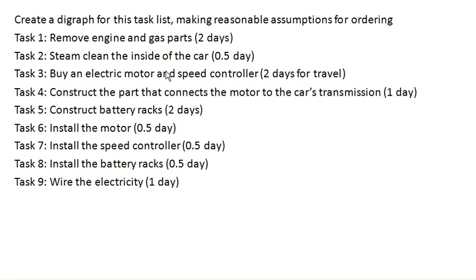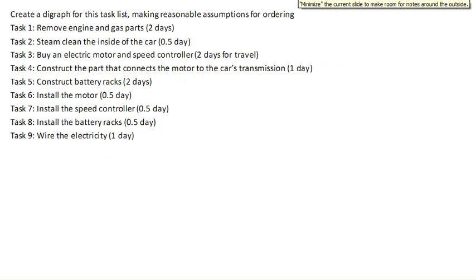And so for this, we're going to create what's called a digraph, where we use arrows to represent the ordering requirements of the graph. So I'm going to make a little more room here. And so let's say we start with task one. So I'm going to create a vertex or a dot for task one. And I'm going to represent it with T for task with a subscript of one. And after it, I'm going to put the time it takes to complete that task. So task one takes 2 days or has a time of two.